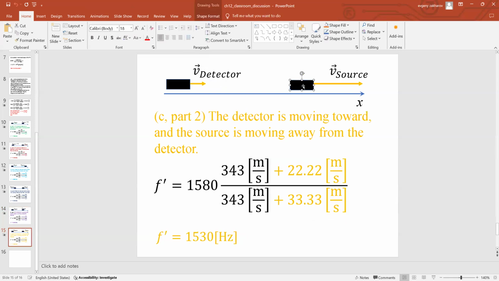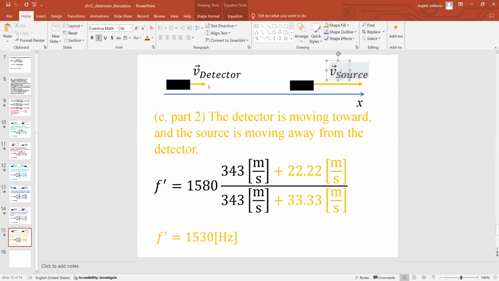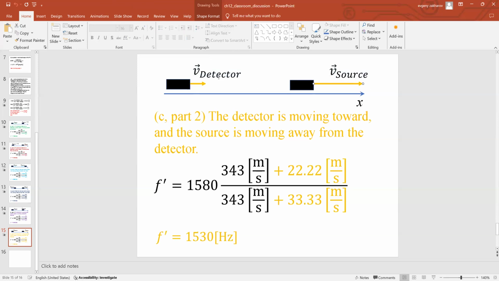And finally, the police car has passed you by, and you can still hear the siren, but it's going away from you. So the source is going away from the detector, but the detector is now going towards the source. So the source is going away, and the detector is behind, but going in the same direction. So towards the source. So the top is the detector, and the detector is going what? Towards.